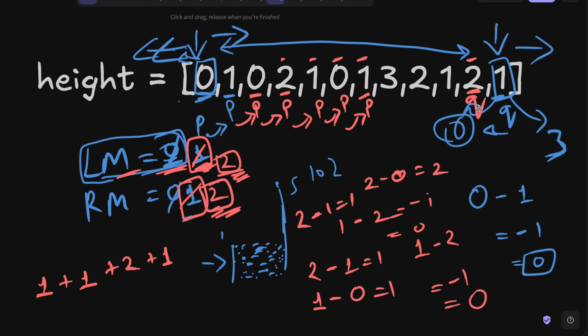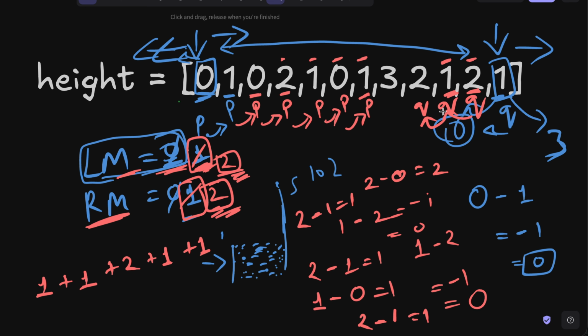Now let us do something different. Let us shift Q here. Okay, so Q will be right here. Okay, what is the amount of water I can store here? Well, it is going to be the right maximum minus the height of the current element or the current block. So right maximum is 2. So 2 minus 1 is going to be 1, right? So we will get 1. Simple, right?